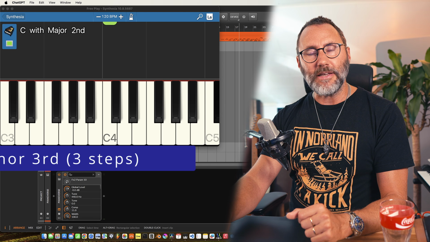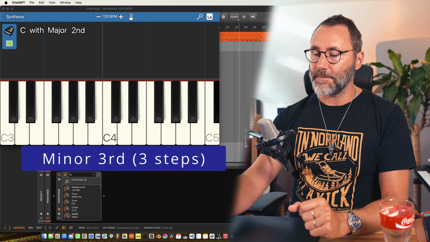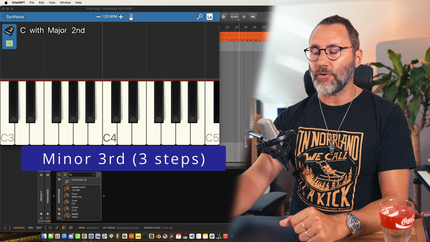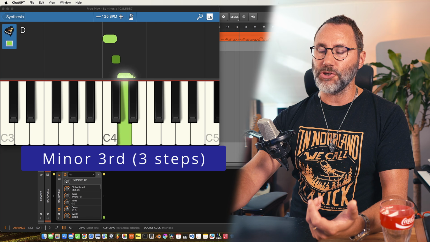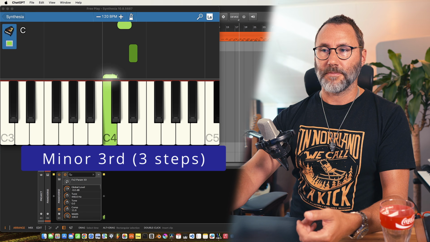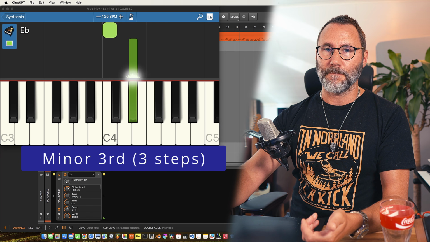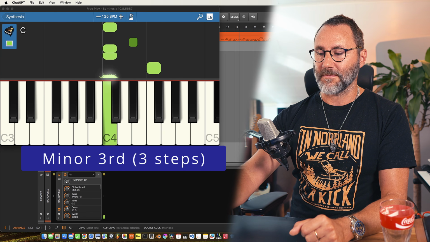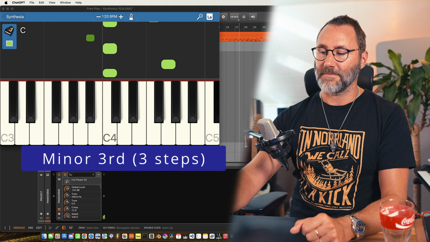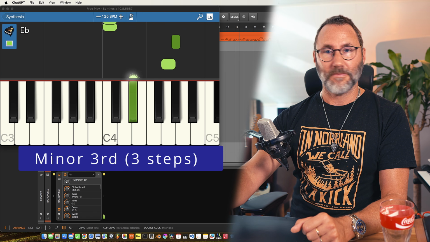The next interval is the minor third, and that's 3 steps away from your root note. So if we have the C, 1, 2, and you know the tune? Please write in the comments if you know the tune.